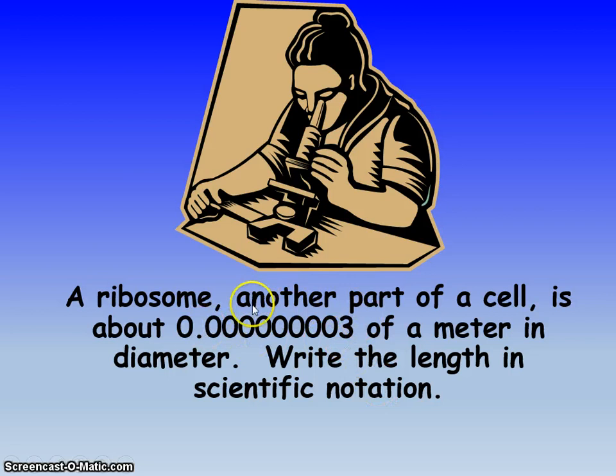So we're going to take this very small number and make it larger by making this 3.0, or 3 times 10 to some power. And because this is a small number we're making look larger, we're going to use a negative exponent. 1, 2, 3, 4, 5, 6, 7, 8, 9. 3 times 10 to the negative 9th. Good work.